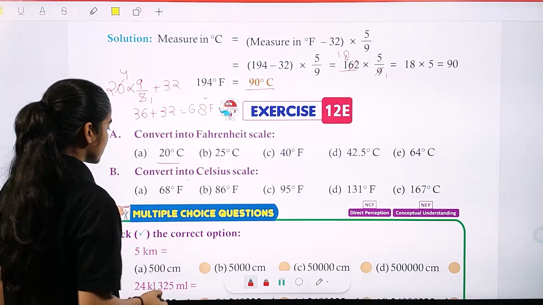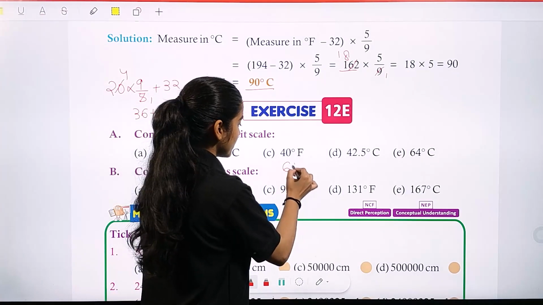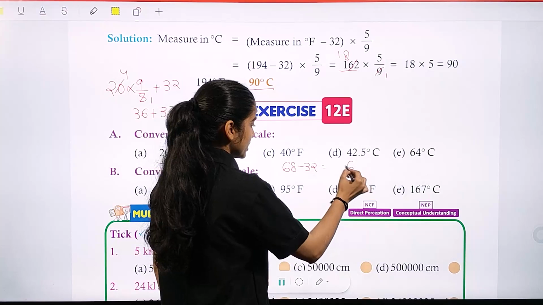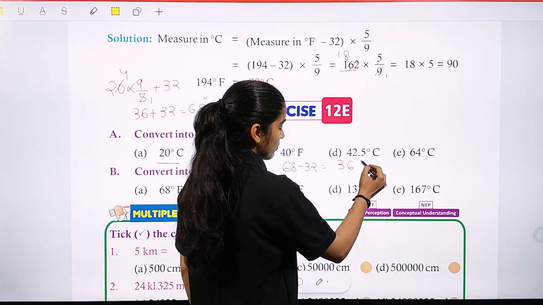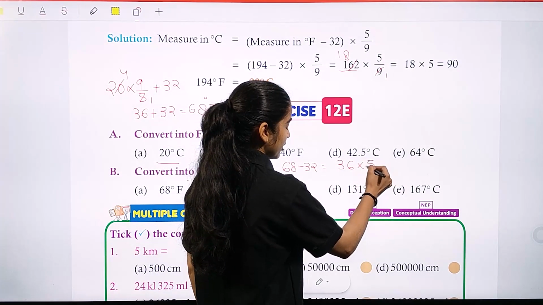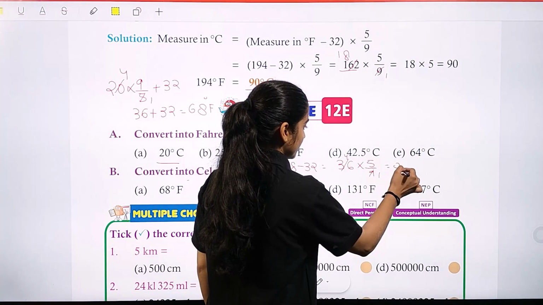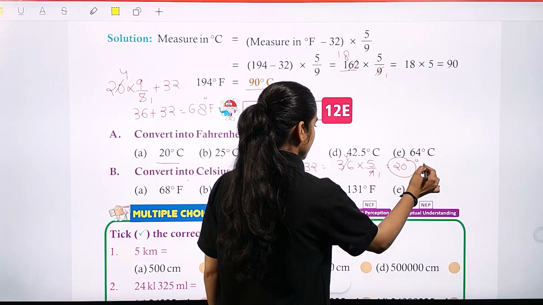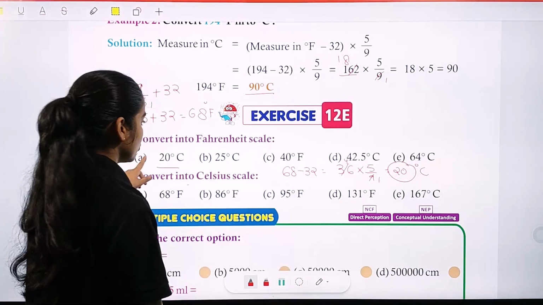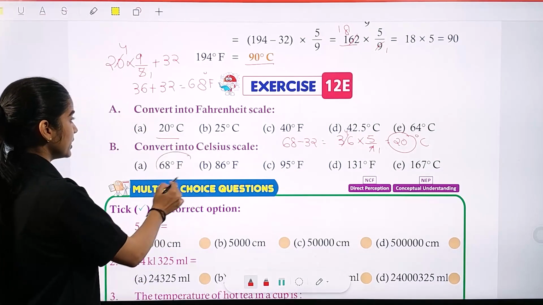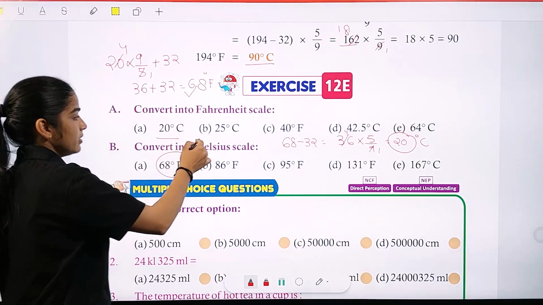Next we have convert into Celsius scale 68. So first we have to subtract 32 from 68. So we will get 36. Now you have to multiply it 5 by 9. So here we have 1, here we have 4, 4 5s are 20. 20 degree Celsius. So you can easily see this is the conversion of 68 degree, correct answer, and 20 degree, which is correct.